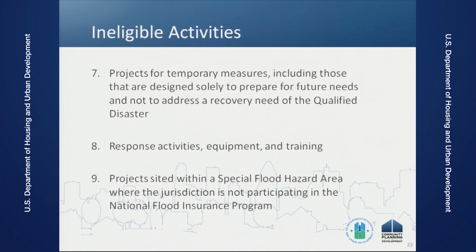Projects for temporary measures, including those that are designed solely to prepare for future needs and not to address a recovery need of a qualified disaster, are not eligible for NDR assistance. These are ineligible activities. There are examples of temporary measures provided in the NDRC NOFA, and they're included in Appendix A. Response activities, equipment, and training activities are also ineligible activities under the National Disaster Resilience Competition.